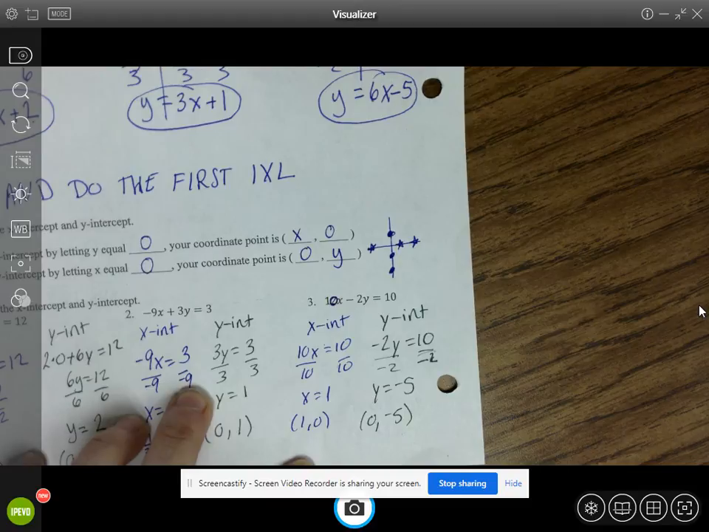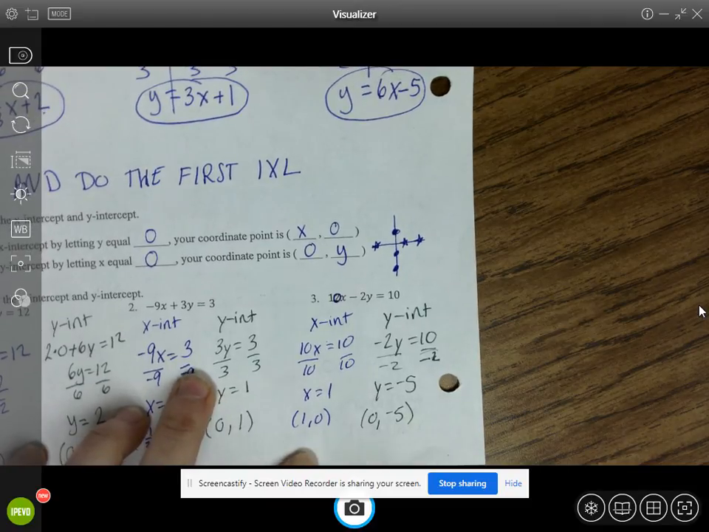Now, after this part, you need to go and complete all of the circled problems on page 18.